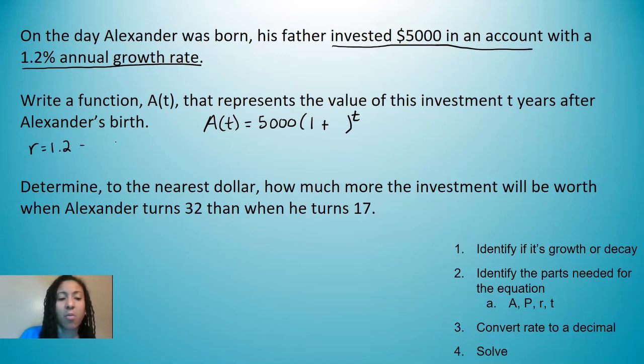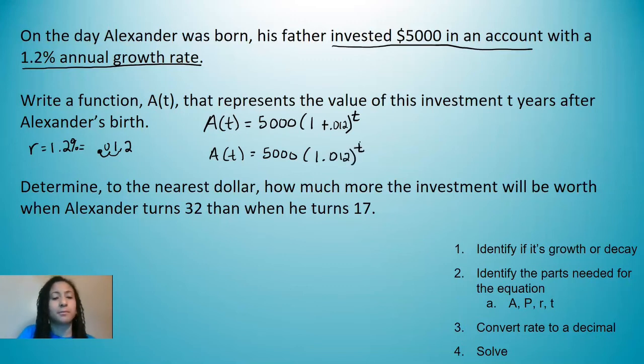So if I have 1.2%, let me put that percent there so we understand. And I want to convert it to a decimal, we move it 2 places to the left. So it becomes 0.012. If we want to rewrite it, you don't have to, but you can: 5,000 times 1.012 to the t. First part's done.